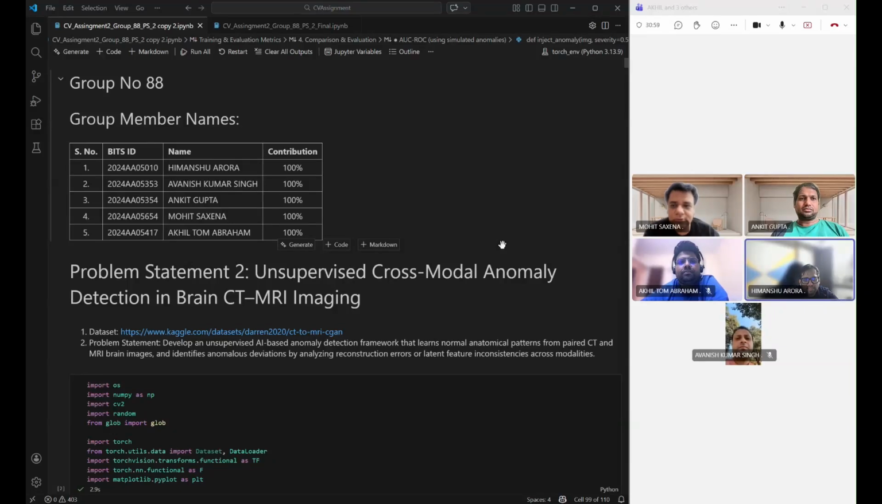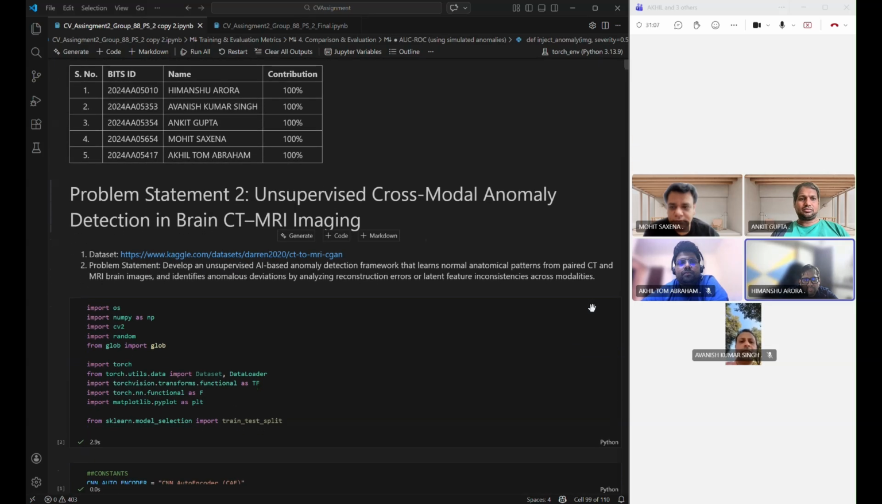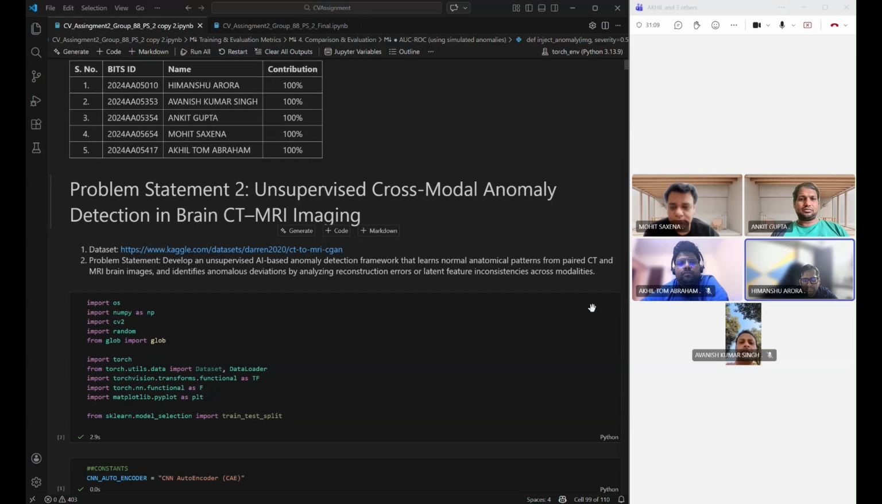Hi everyone, this is group number 88 and we have worked on a computer vision assignment. Our project is about unsupervised cross-modal anomaly detection, which we have done using CT and MRI brain images.